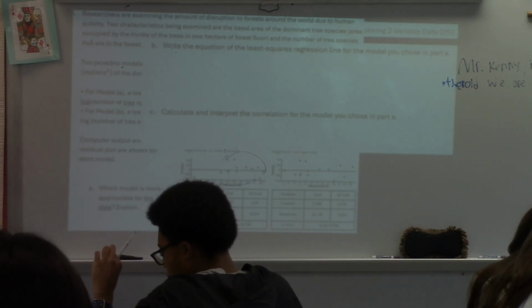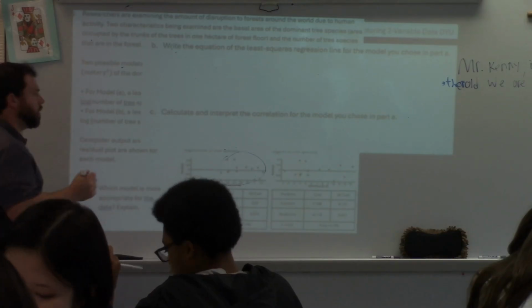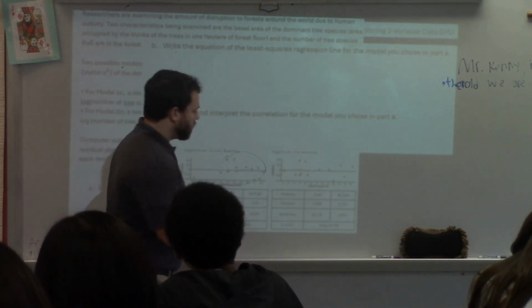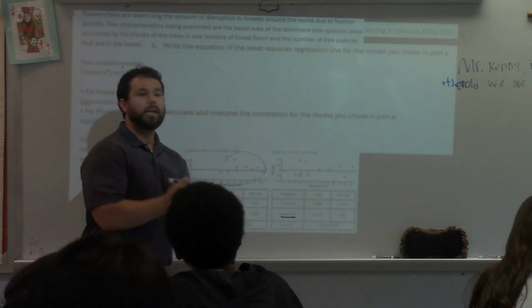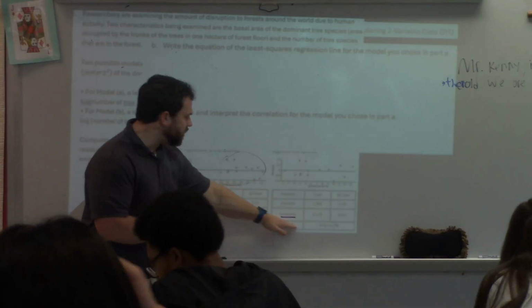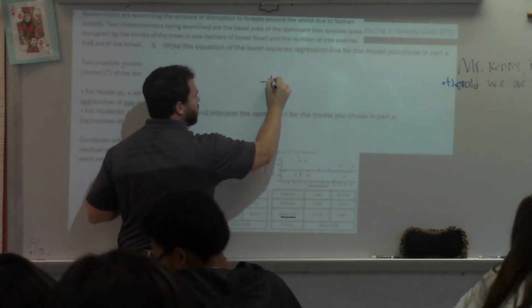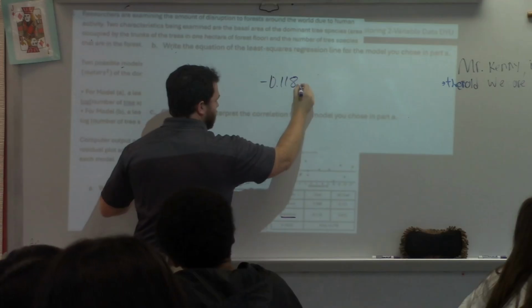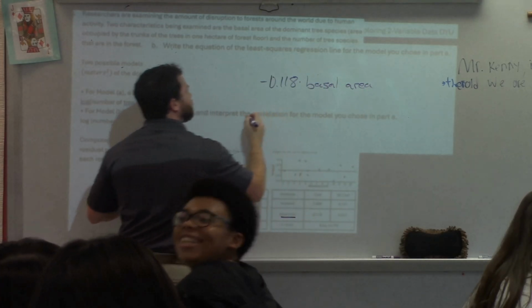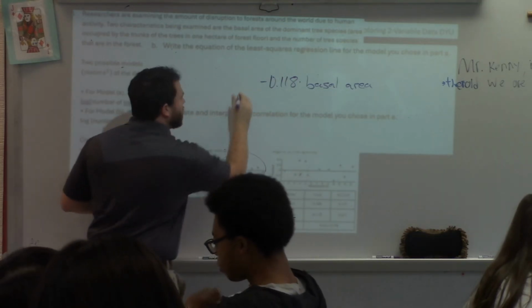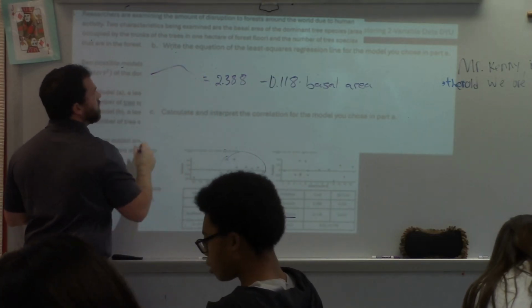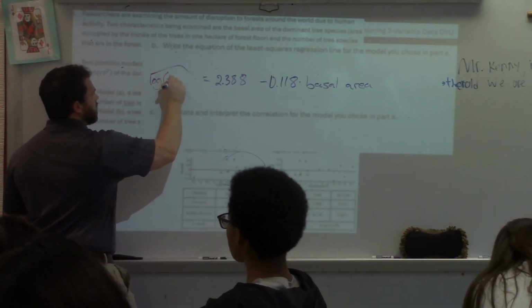Okay, write the equation of the least squares regression line. Ooh, guys, y'all hurt me on this one. I'm sorry. So first off, I need us to recognize basal area has to be the input. It has to be the explanatory, because this is the coefficient of that basal area. So what was that, negative 0.118? Yes. Okay, times basal area. And then what was the y-intercept? 2.388. And so what was being predicted? The log of tree species.